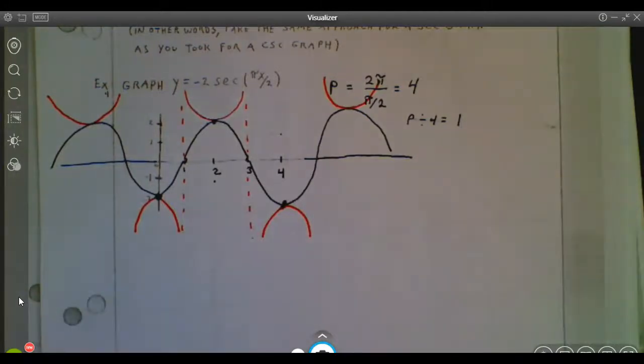And again, you could always check this on the calculator the same way I showed you with the last one. But that is it for part 1 of this lesson.